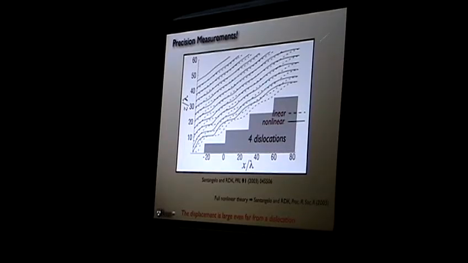Now, I want to point out that the nonlinear theory, which is the dark lines, and the linear theory, which is the dashed lines, are not just quantitatively different, they're qualitatively different. Maybe they're both. They're definitely both.